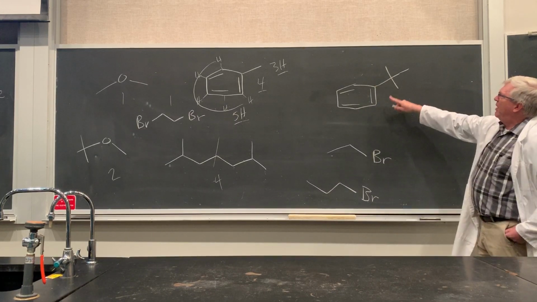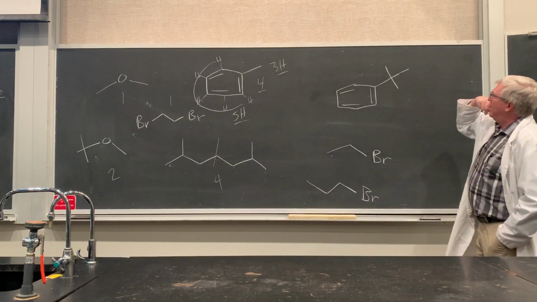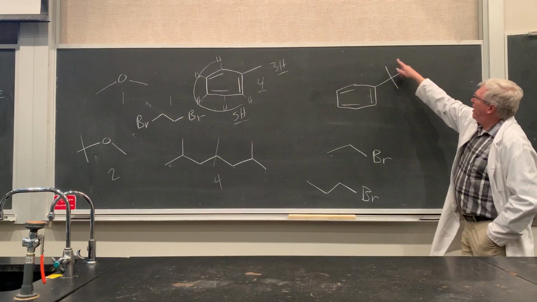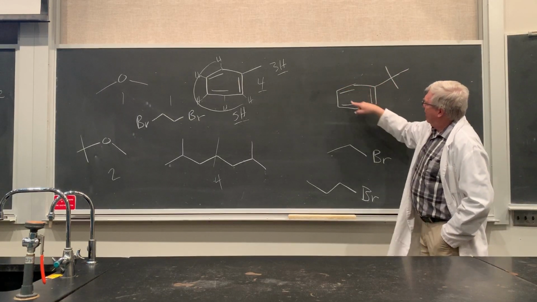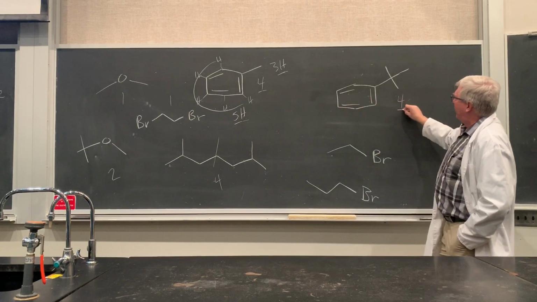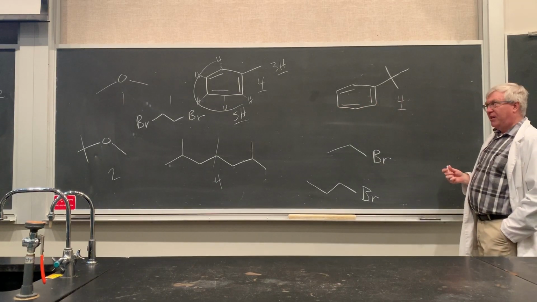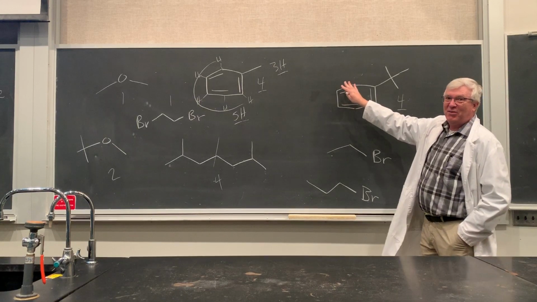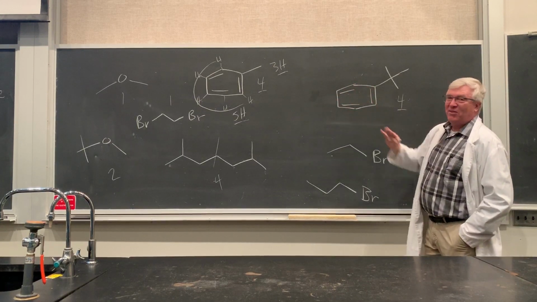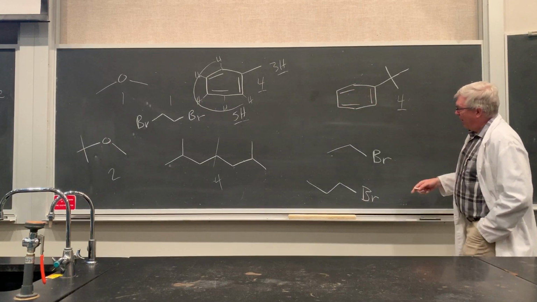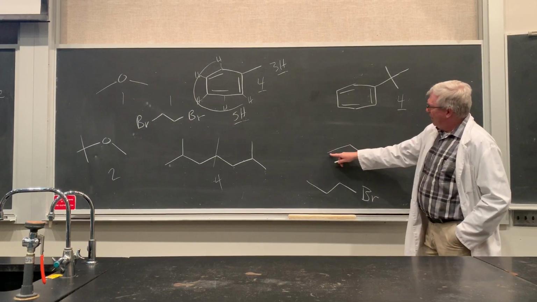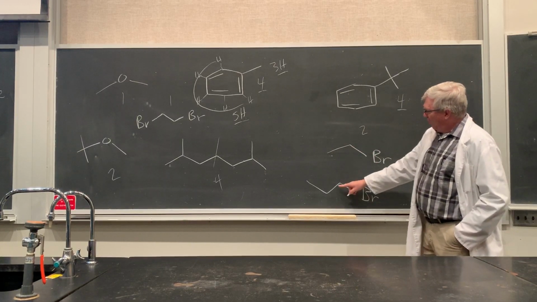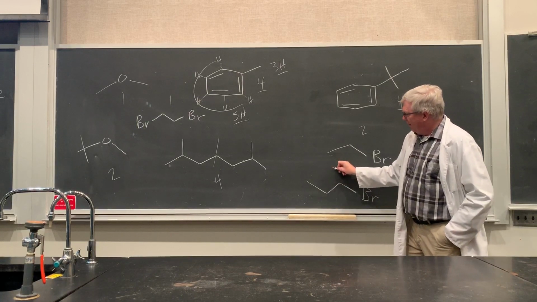How about tert-butylbenzene? Same thing as toluene. You'd say these 3 methyls are just 1 set, and then 1 set here, another set there. So again, 4 sets. Unless you have a real high resolution, high field instrument, you might be able to tell those 5 apart. Anyway, ethyl bromide here, obviously 2 sets. And then propyl bromide, 1, 2, 3 sets.